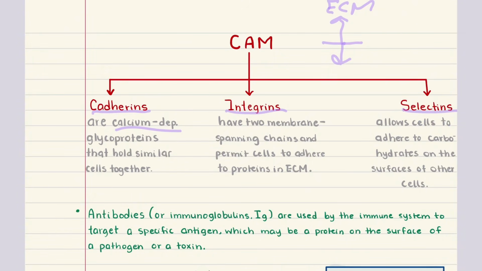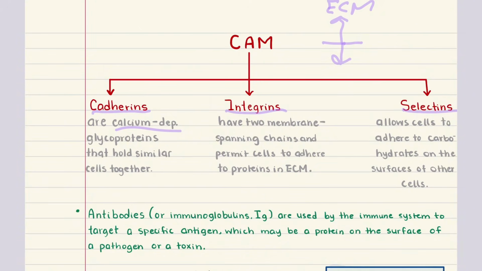Finally, there's selectins. These help cells stick to carbohydrates on the surface of other cells. Now, these interactions are weaker and more temporary than cadherins or integrins, which is important for processes like immune cell movement. So, for example, when there's inflammation or there's an infection, selectins are going to help immune cells slow down and roll along blood vessel walls so that they can exit the bloodstream and then move into the affected tissue.